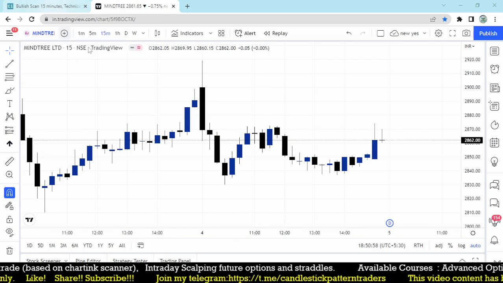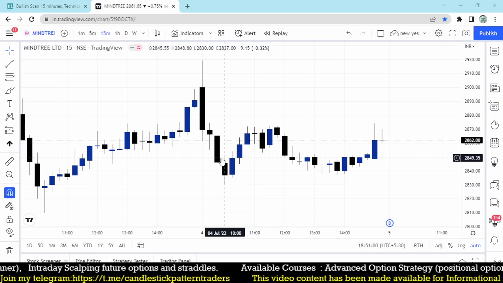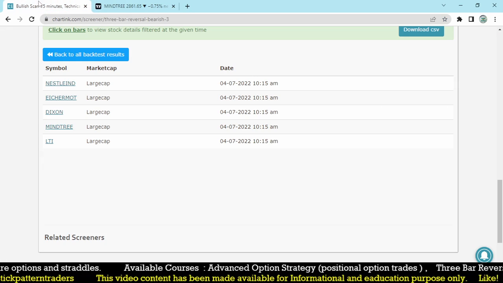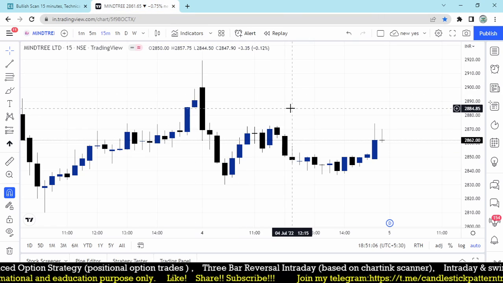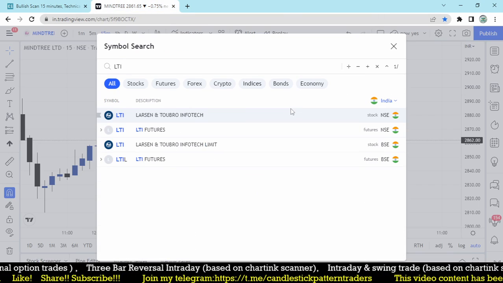Today we have a lot of stocks. I don't know which stocks formed such a pattern and then triggered a stop loss, but iShares, Motor, and Dixon are standing, and till the end of the day it never broke.